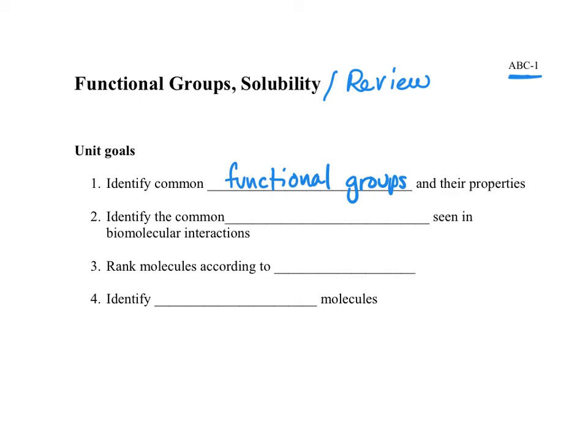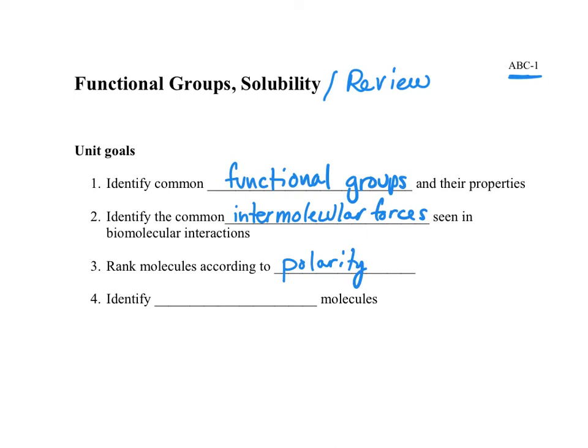The next thing we want to bring from a previous class is identify the common intermolecular forces that we are going to use and that are seen in biomolecular interactions. These are things like hydrogen bonds and ionic interactions, so on and so forth. That's a video coming down the line. Next, we want to rank molecules according to polarity. So we got to spend some time talking about what is polarity and why does it matter.